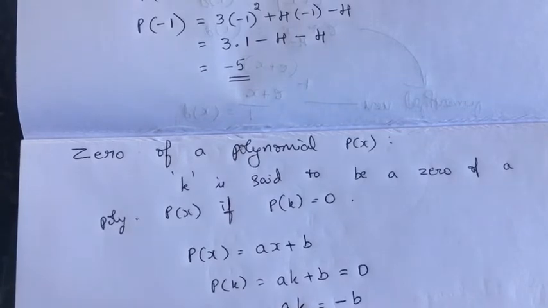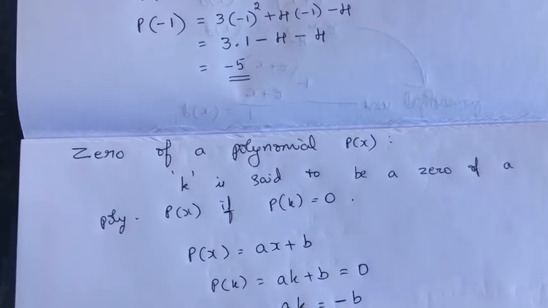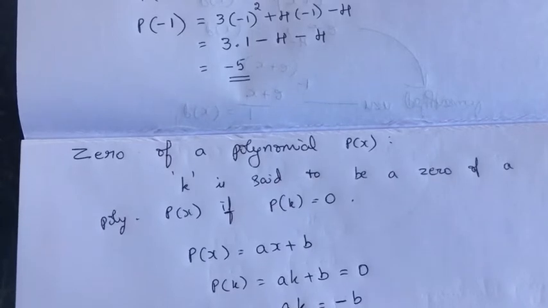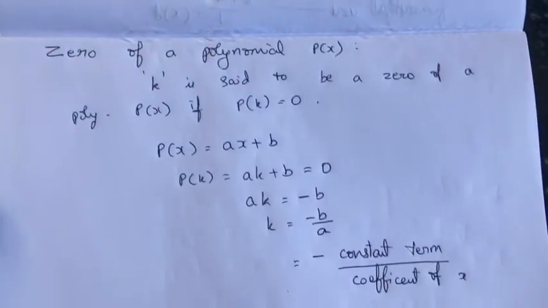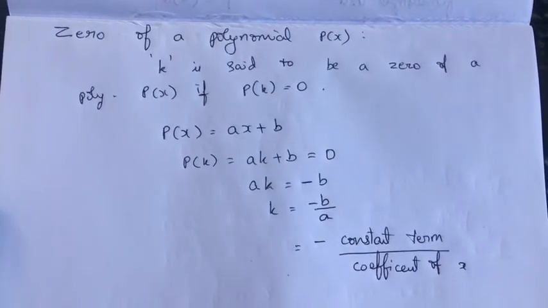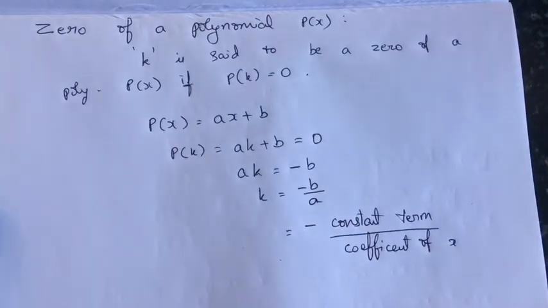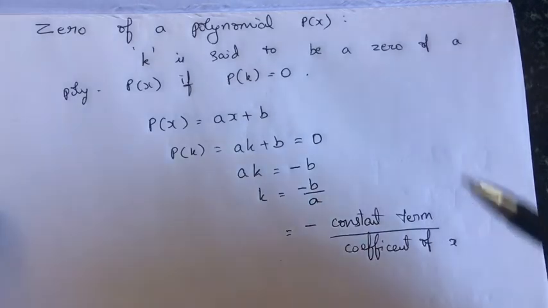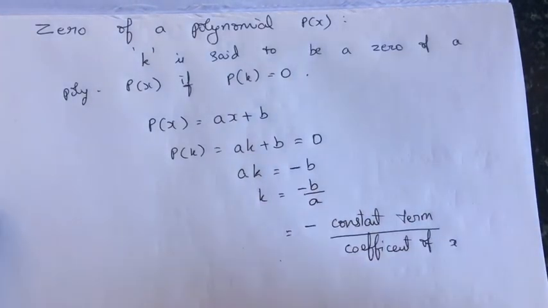So minus of the constant term divided by the coefficient of x. That implies the zero of the linear polynomial is related to its coefficients.